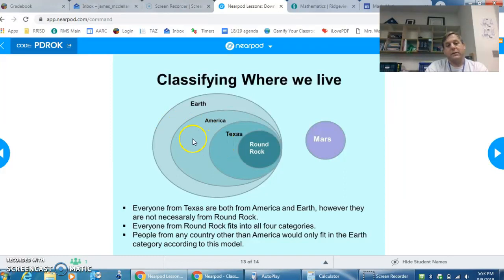I have a friend that lives in Alabama. He lives in America, but not in Texas and not in Round Rock. So using this classification system, the smallest classification we would say is that he lives in America. Okay? And someone who lives outside of the United States, we would say they live on Earth. That would be the smallest category they would fit into on this system.